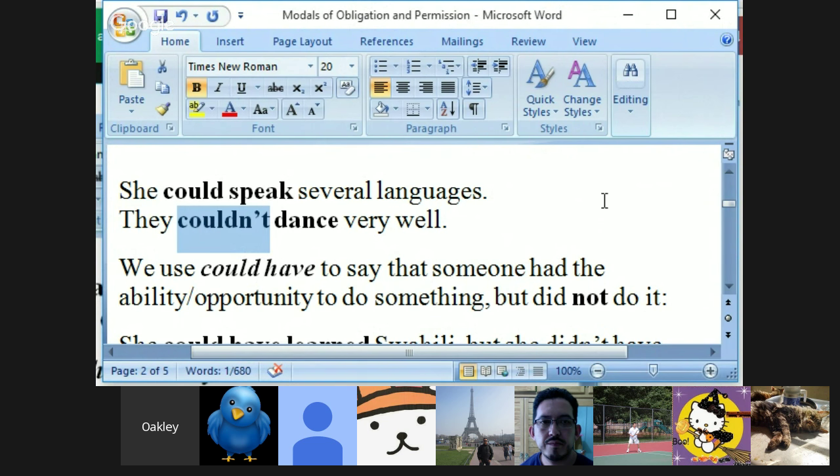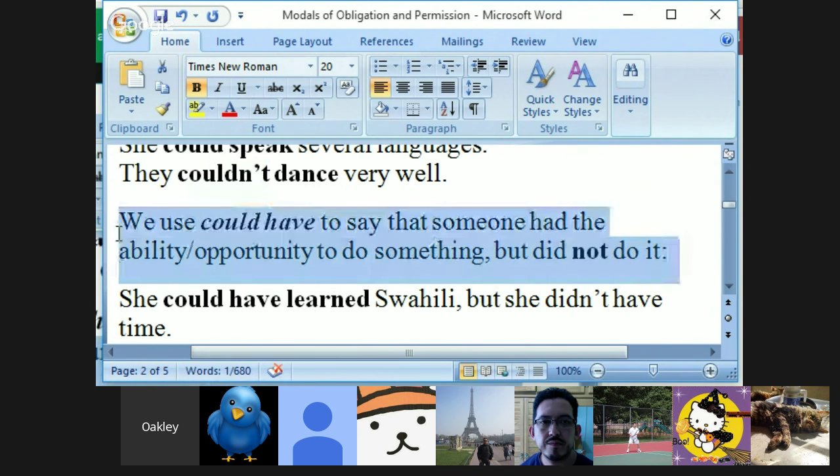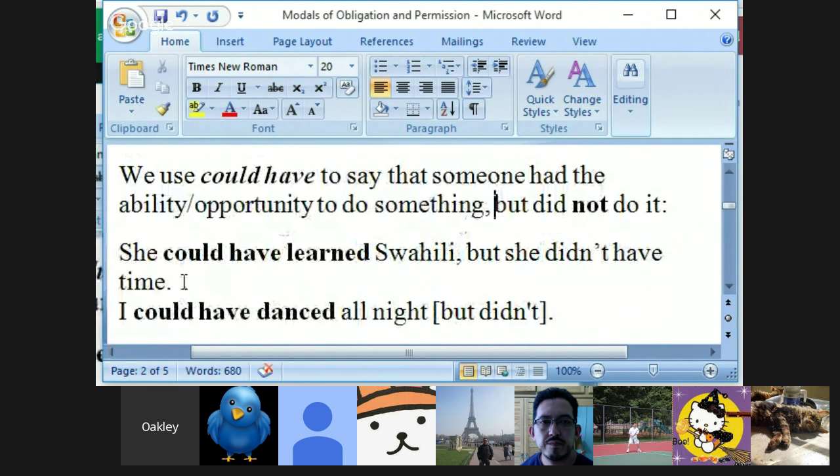Could have is used to say someone had the ability or opportunity to do something, but they did not do it. This is called a perfect modal. We'll be discussing this later in the week in much more detail. But perfect modals are used to talk about modals in the past. The idea here is that they had the ability to do something, but didn't do it. For example, she could have learned Swahili, but she didn't have time.